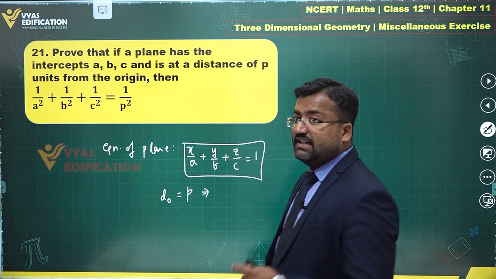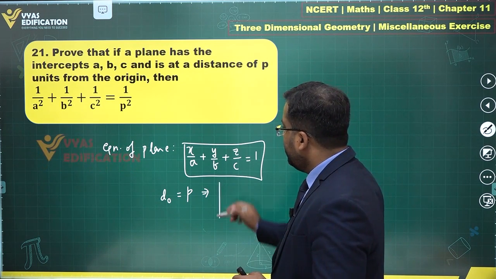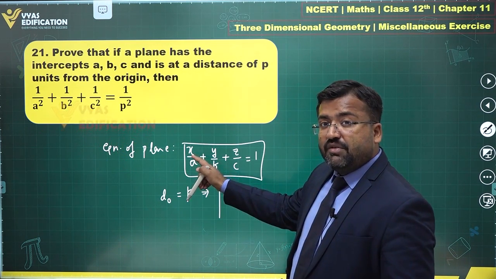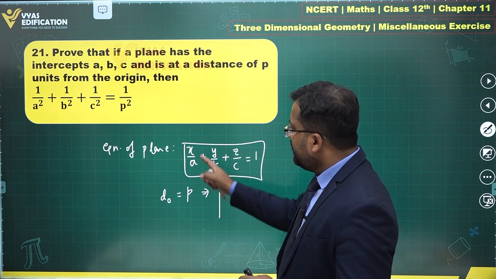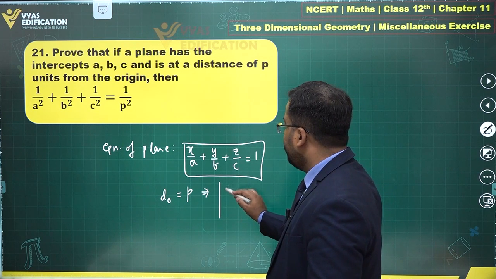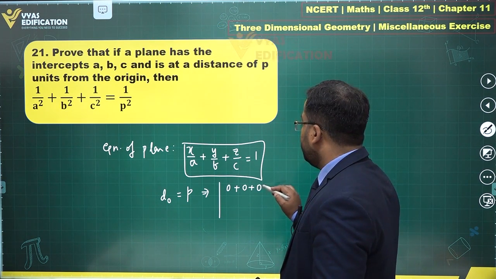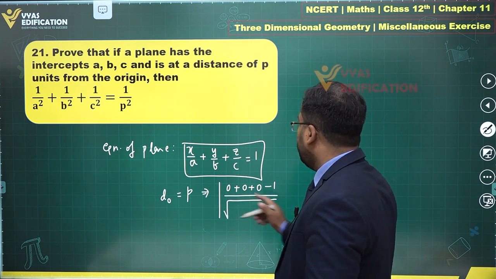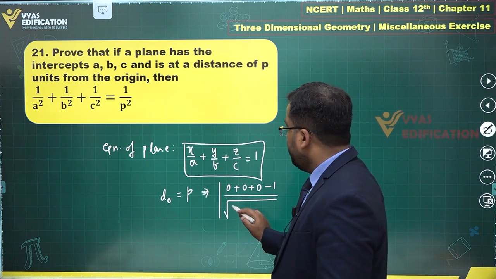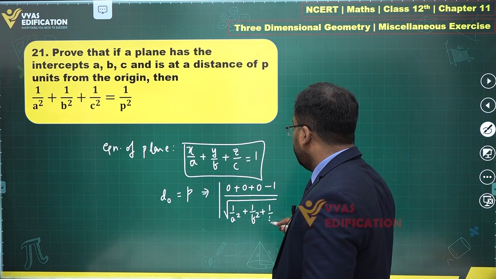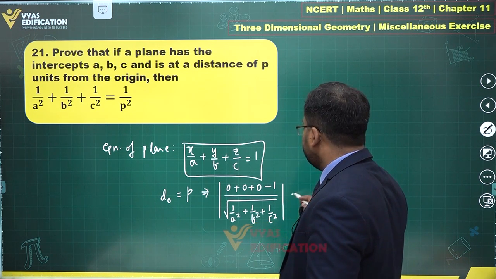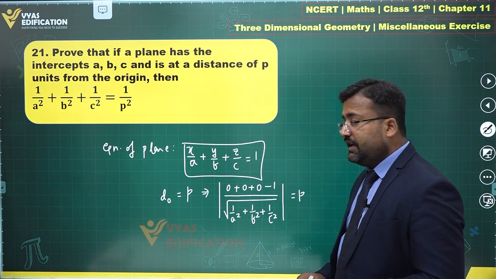This implies that the distance from the origin, how do you find that? The formula is (a x1 plus b y1 plus c z1 plus d) upon under root of a square plus b square plus c square, right? So instead of x, y, z, we'll substitute 0, 0, 0. So this is 0, 0, 0 minus 1 upon under root of the coefficients of x square, which is 1 upon a square, similarly 1 upon b square, 1 upon c square. This is the distance which is equal to p. That is given to us, right?